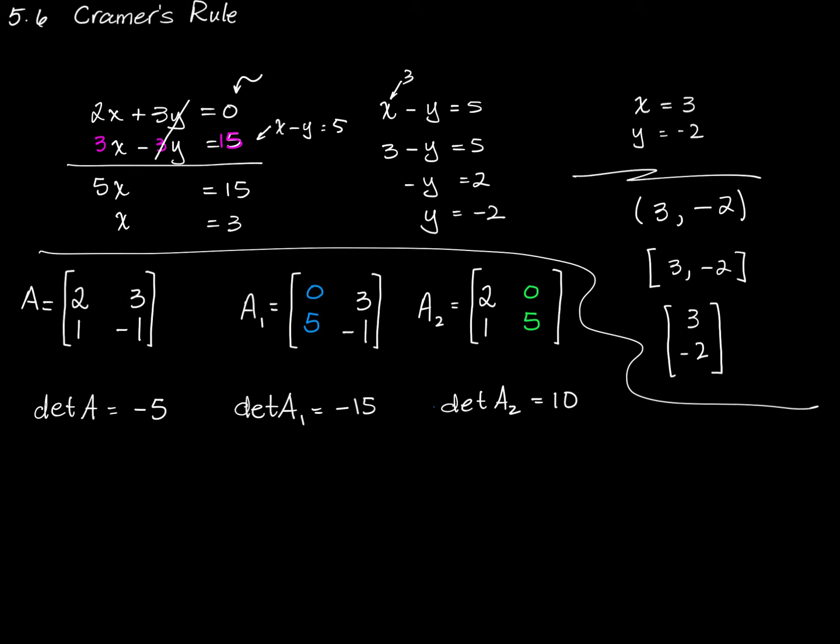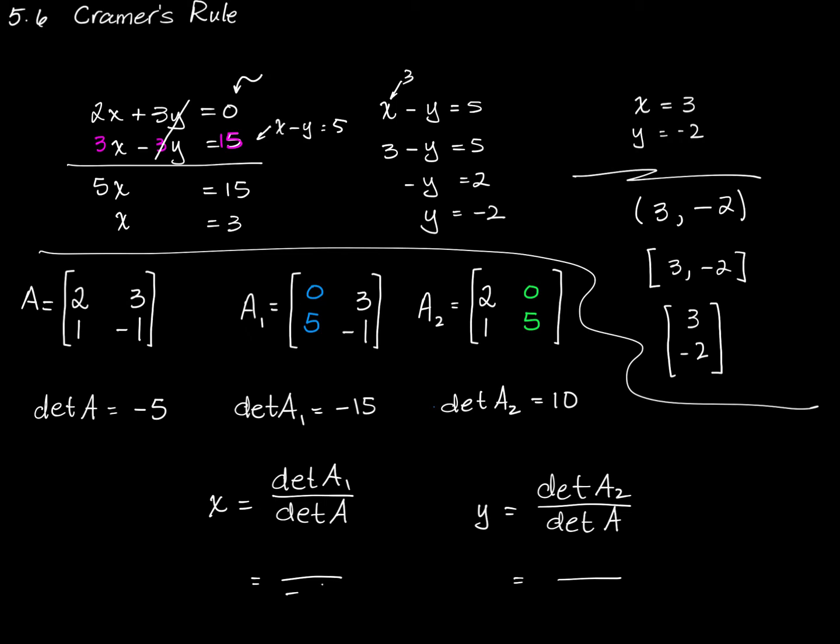The solution to the system is x equals the determinant of A1 over the determinant of A. And for y, it's the determinant of A2 over the determinant of A. In both cases, the determinant of A we said was -5. The determinant of A1 was -15, and the determinant of A2 was 10. That gives me 3 for x and -2 for y, which is exactly what I got when I did it the other way.